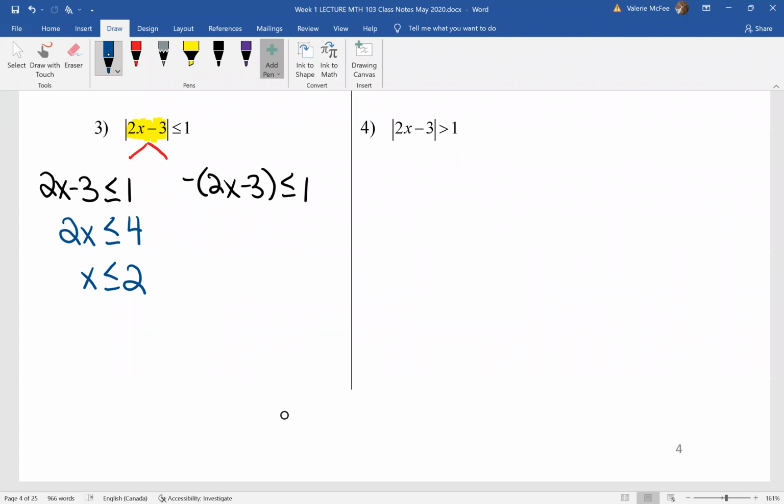For the second inequality, we can open the brackets or we can multiply both sides by -1. I'm going to open the brackets, but it doesn't matter. Subtract 3 from both sides. And remember, when we're dividing by -2, the sign changes direction.